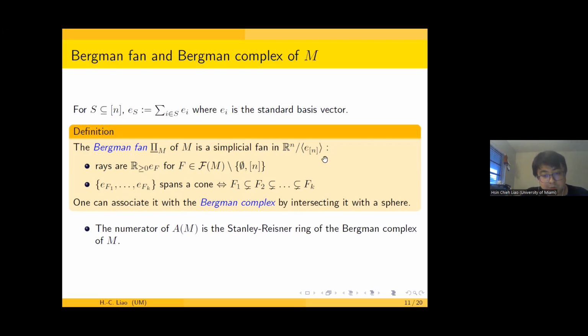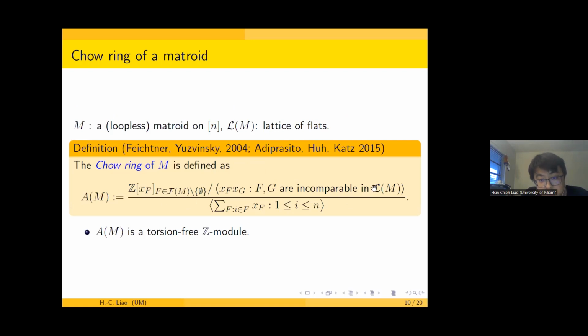And if you observe these definitions carefully, you will see that the numerator of the Chow ring, A(M), is just the Stanley-Reisner ring of the Bergman complex of M. So yeah, you can see. This thing is the standardizing ring.